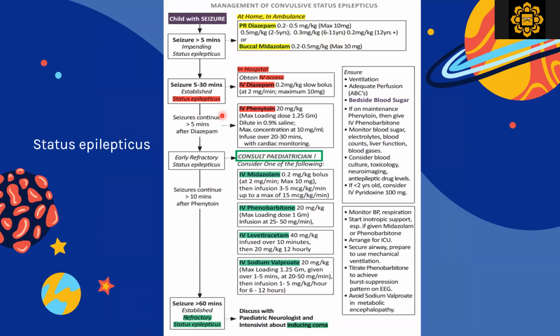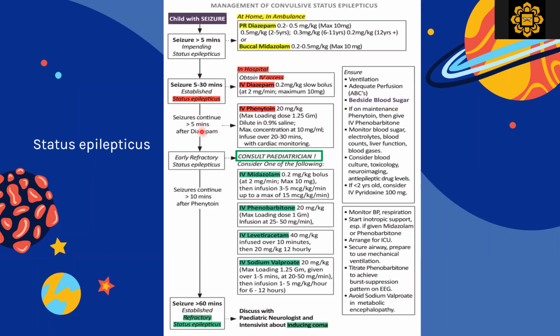Okay, so for the management, I think I need to mention status epilepticus because it's important. Child with seizures more than 5 minutes, impending status epilepticus, we can give PR diazepam and buccal midazolam. If there is established status epilepticus, which is seizures persisting more than 30 minutes without full neurologic recovery, we can give IV diazepam or IV phenytoin, but dilute it with 0.9% saline because phenytoin can cause venous irritation. That's why we dilute it with normal saline.